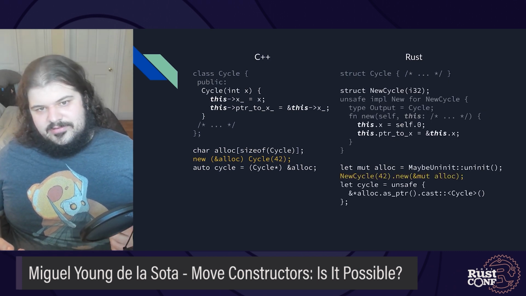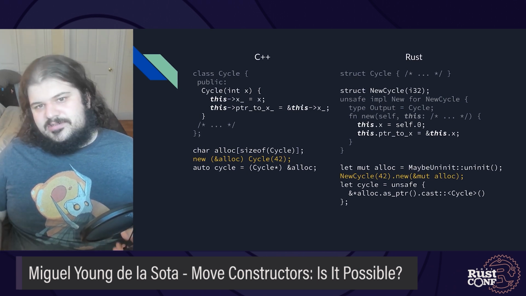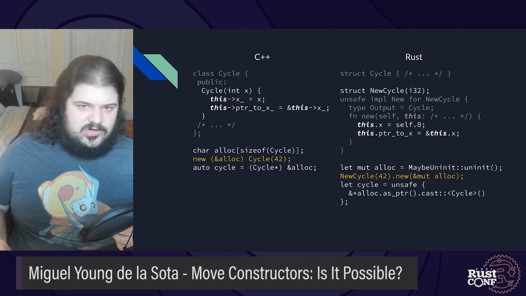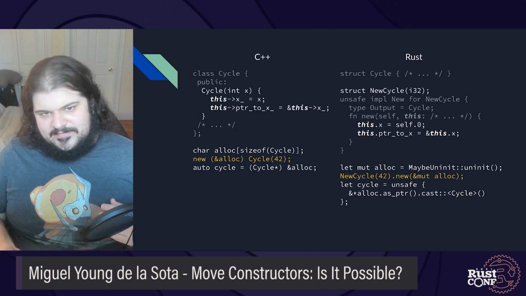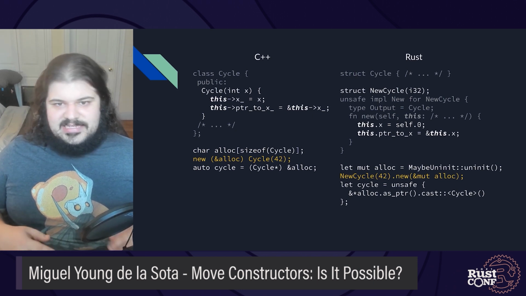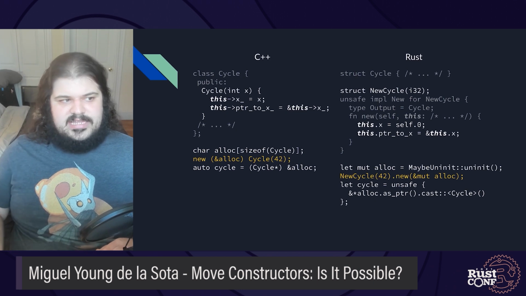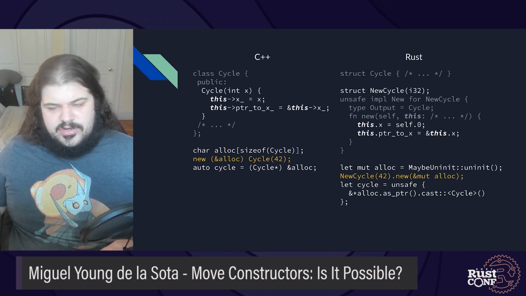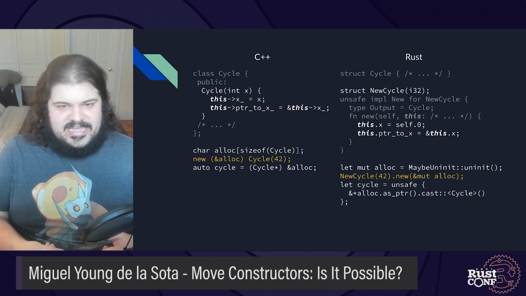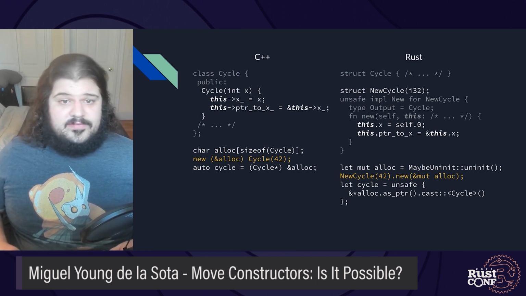To implement a constructor, we create a new type. NewCycle is a constructor for Cycle. It takes an integer argument and sets up the invariant, like the C++ constructor. The difference between this and C++ constructors is that the additional type captures the constructor arguments. So instead of taking an integer, the new takes self, and self contains that integer argument. For other constructors, you might have more or fewer arguments.